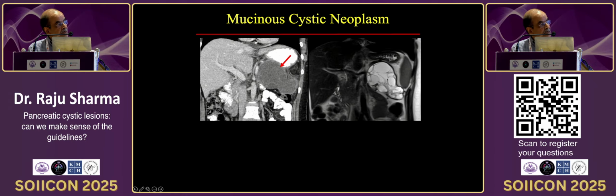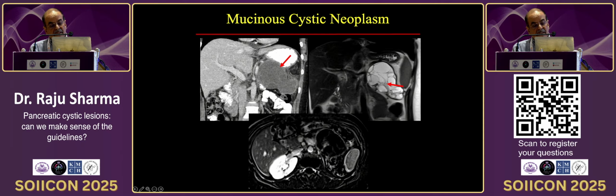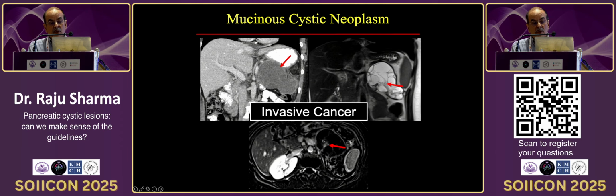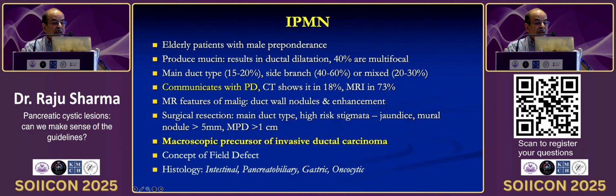There are multiple septations. So MR is much better than CT in identifying the internal architecture of these mucinous cystic neoplasms. You inject gadolinium and you can see enhancing components within this, the thick enhancing septations, and on surgery this was found to be an invasive carcinoma arising in a mucinous cystic neoplasm.